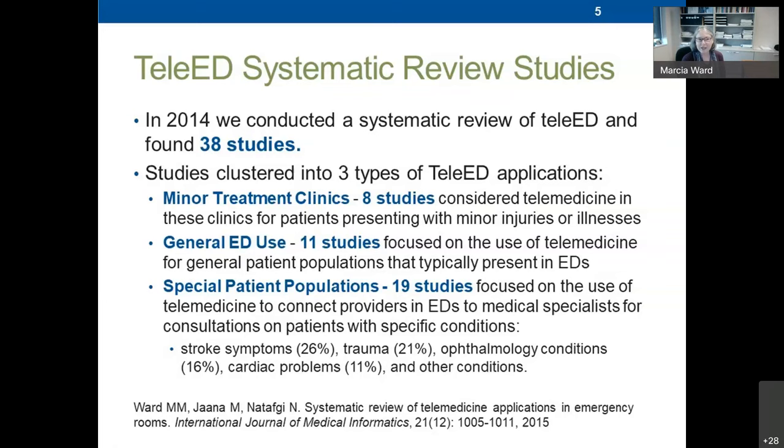We found 38 studies. And what was interesting is tele-ED has several different types of services. So there were 8 studies on minor treatment clinics. And in the UK, they had rolled out minor treatment clinics staffed by highly trained specialized nurses. It was a model that the National Health Service was using, and they did quite a bit of evaluation of it. So we probably aren't seeing these in the literature anymore.